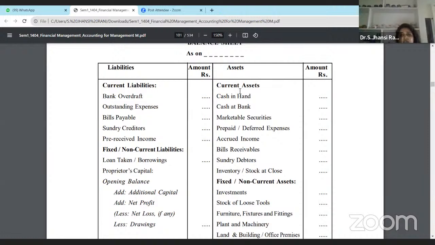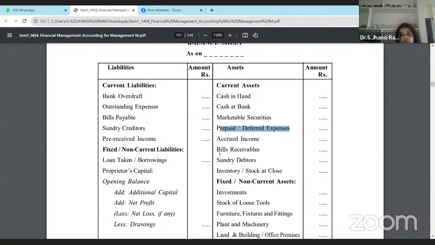For example, cash in hand. Cash in hand means whichever cash is there in our cash box, that can be taken at any time by us. It's ready cash. Cash in bank means if there is cash in our bank, within a period of 12 months, at any time, we can withdraw. Next, marketable securities. These securities can be easily converted into cash within a short period of time. And prepaid expenses means the expenses which we have paid early. Actually, we have to pay them in a later month, but we paid early. It means they are due to us. We are not due to them.